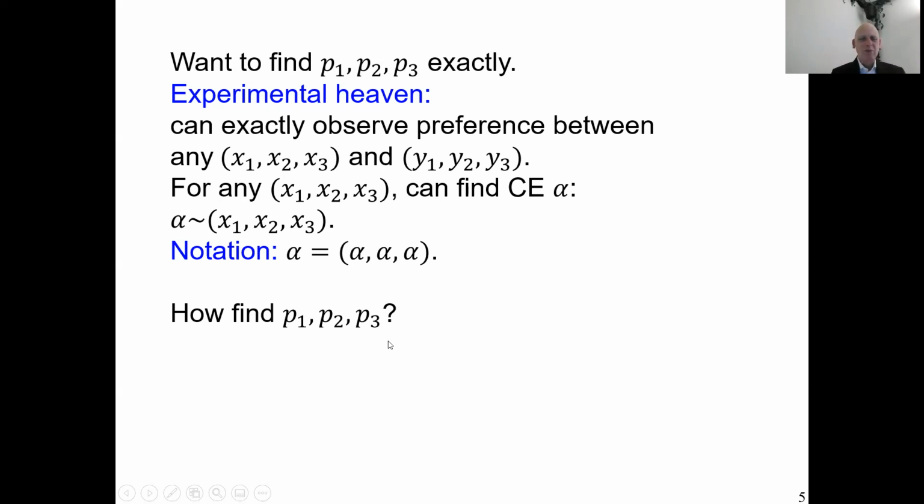Here, in fact, the probabilities must add to one. There are only two unknowns. So if you just take two more or less arbitrary indifferences, you can already usually uniquely find what the probabilities are. That's in principle how we can solve this.